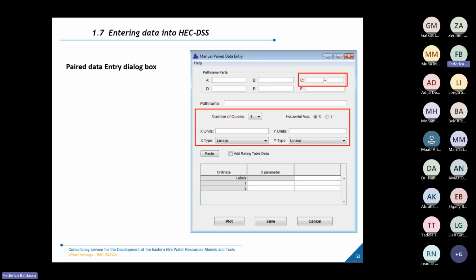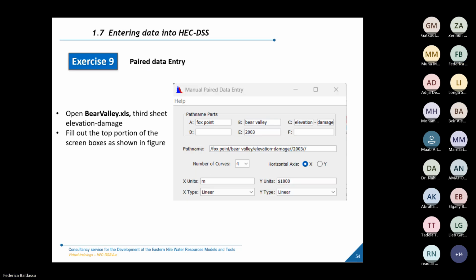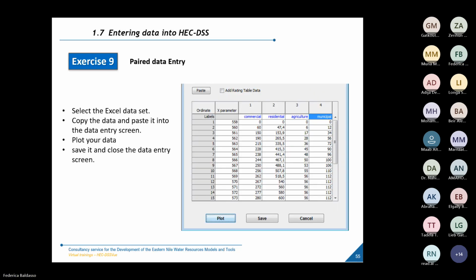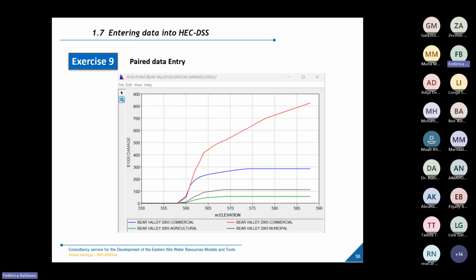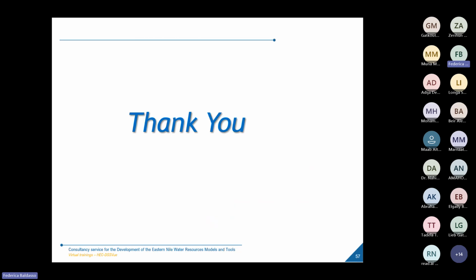Then we have seen how to enter paired data, when we want to show two different parameters in the same curve, in the same graph. So this was the exercise, and basically this is the thing we have seen yesterday.